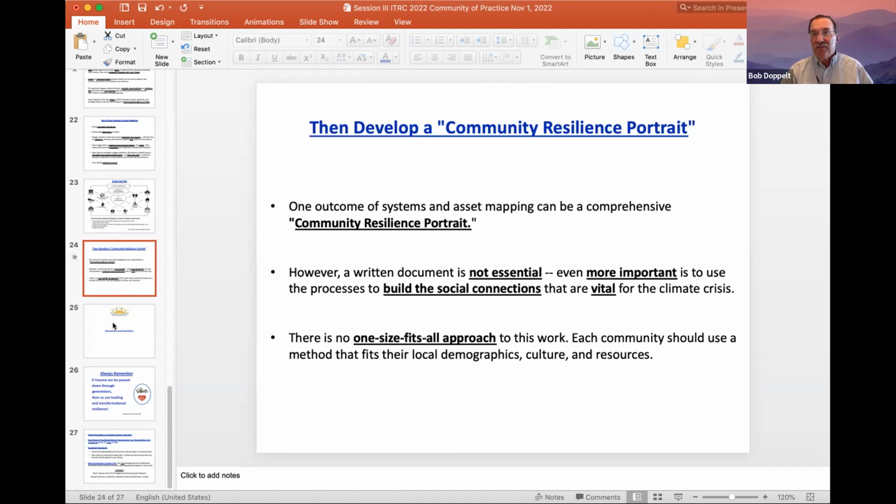And then out of that, you can develop a community resilience profile. Some communities do that. I wish we had time. I'm sure some of you have done this kind of work, where you take the asset map and discussions you've had with different residents, and you put that into a document describing the community's existing resilience capacity, and then you start sharing that and say, how do we grow this, strengthen this, et cetera. And it's not important to actually get a document out. What's important is to build the social connections between people as you're developing this kind of map.